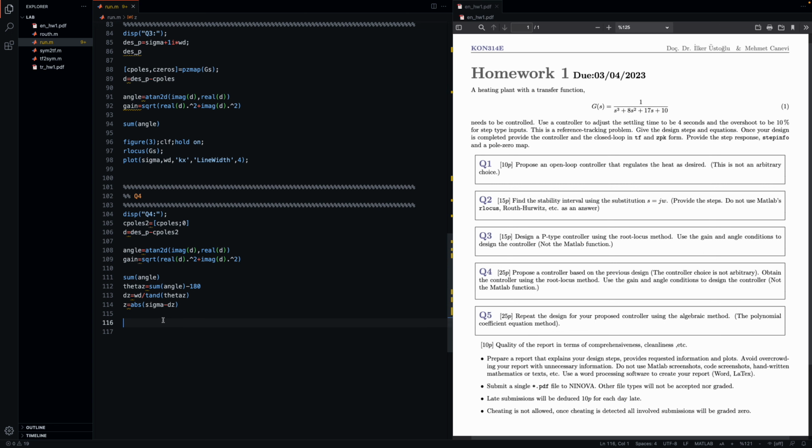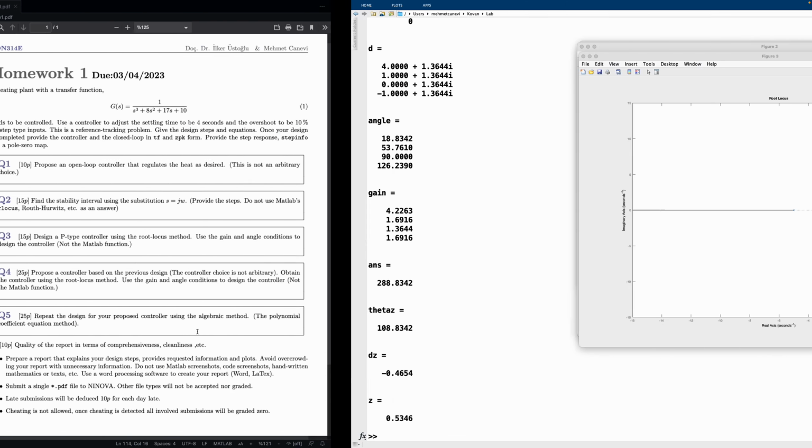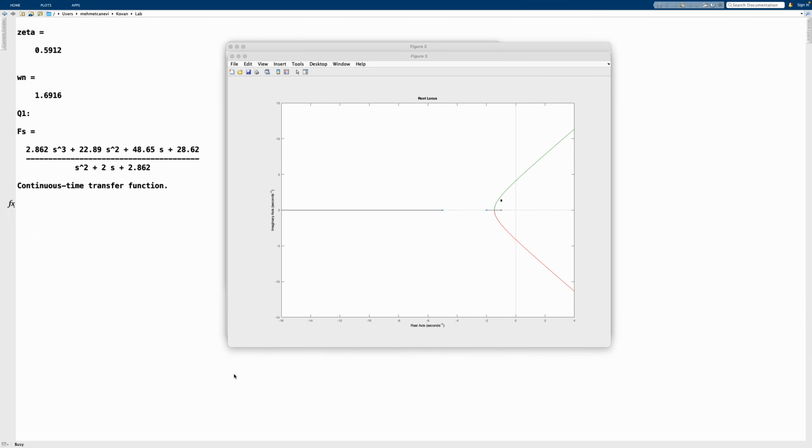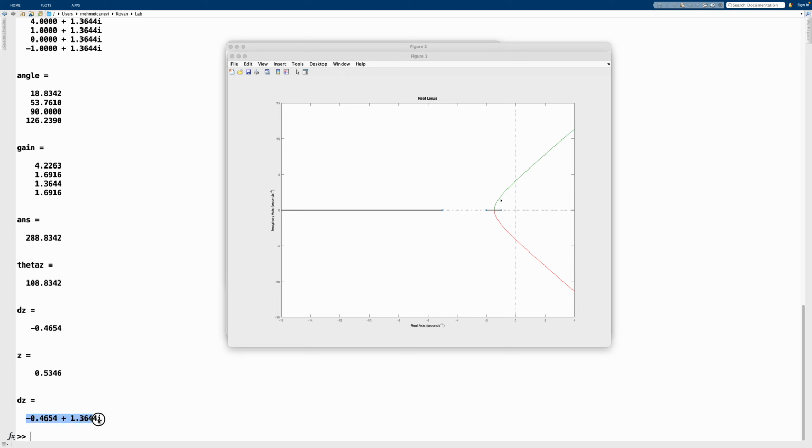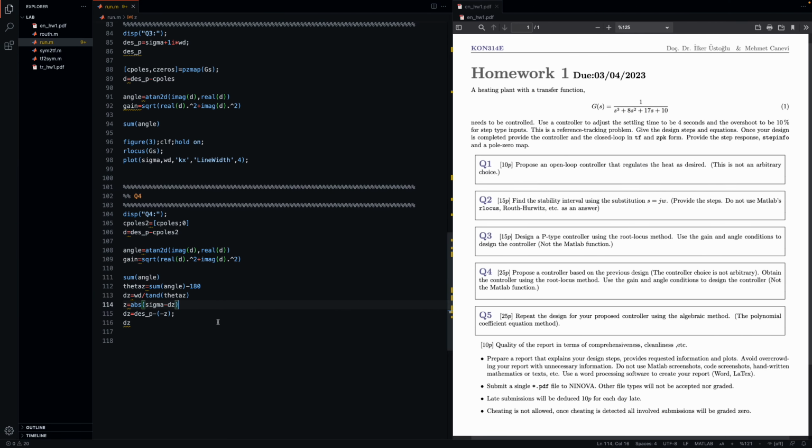The only thing that is left is, and I'm going to repeat something here, that would be the desired point minus minus z, because minus z is the 0. So dz is going to be this. So let me show it here. So this is going to be the distance vector from the 0 to the destination point, so to the desired point.